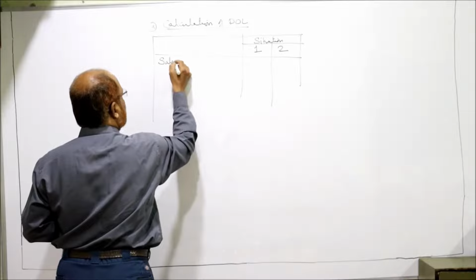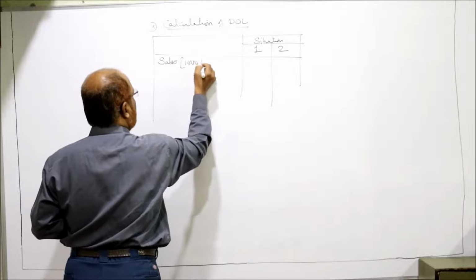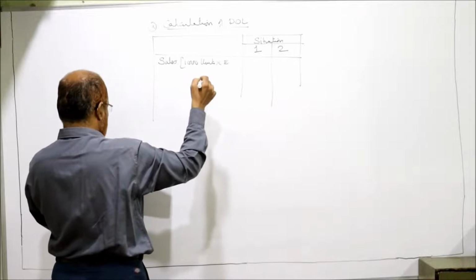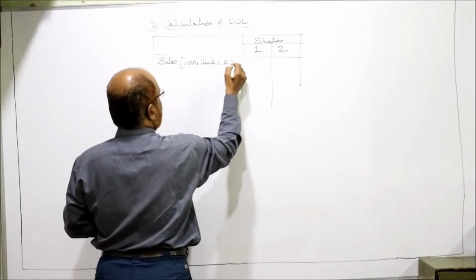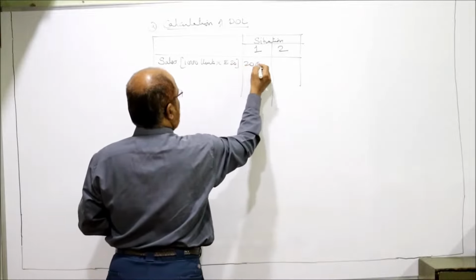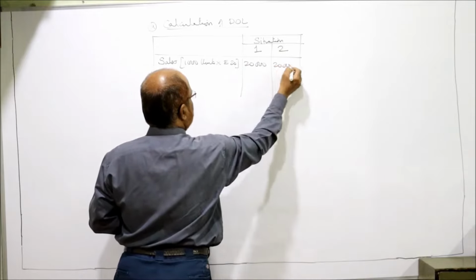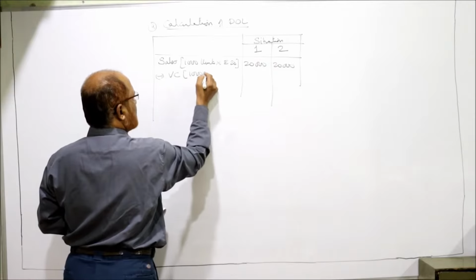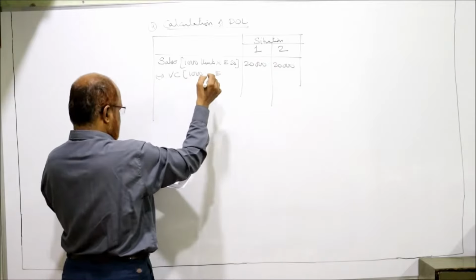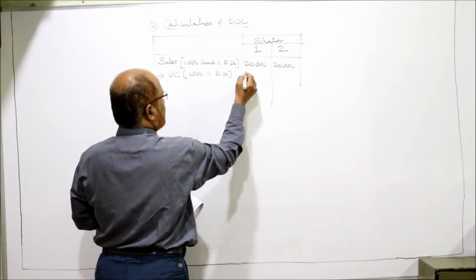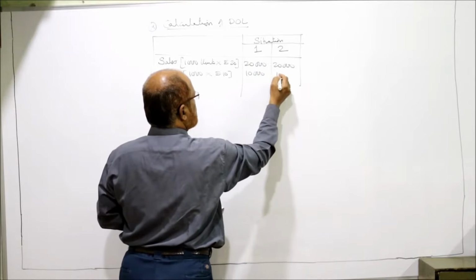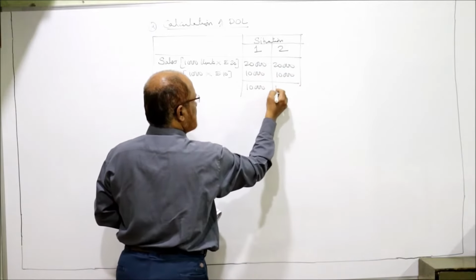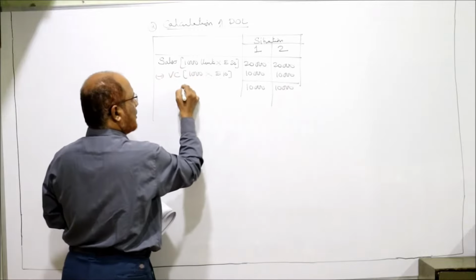Sales: 1000 units are made at the rate of rupees 20, which comes to 20,000. Less variable cost, 1000 units into rupees 10, is 10,000. So the remaining 10,000 is the contribution.